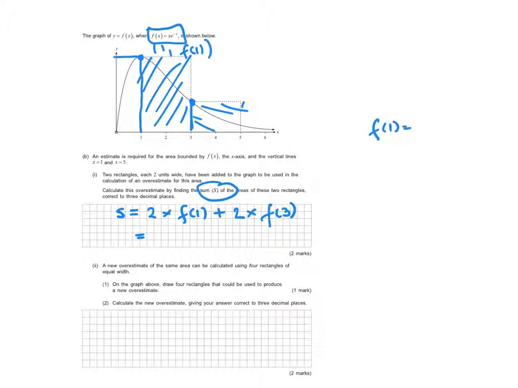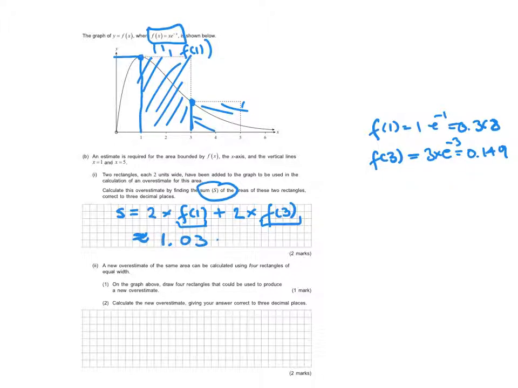How are we going to find f of 1 and f of 3? f of 1, you replace the values of x with 1, and it's going to give you an answer, and it does look like it is 0.368. Check that one. f of 3, again the same thing: you replace the value, 3 times e to the power of negative 3, and it should give you approximately 0.149. If you calculate 2 times whatever we have here, plus 2 times f of 3, you should get an approximation of 1.034. It does look like we have 3 decimal places, as they have asked. So that one is done.